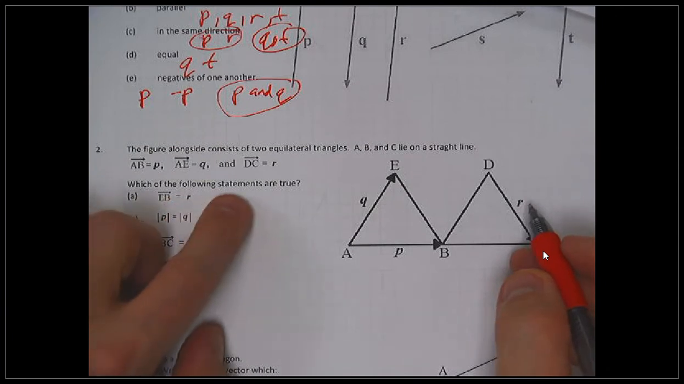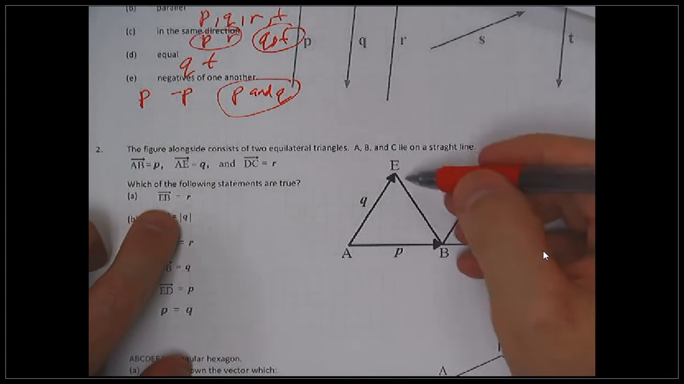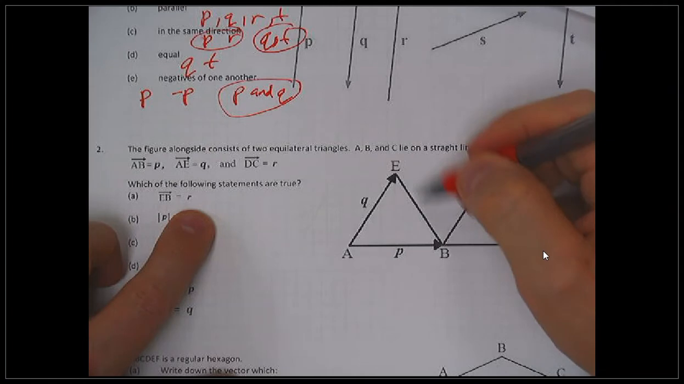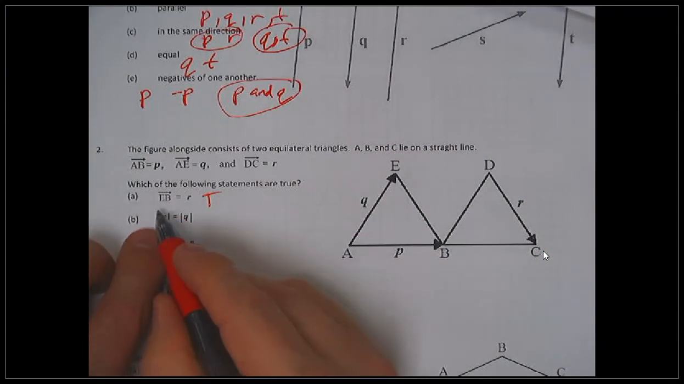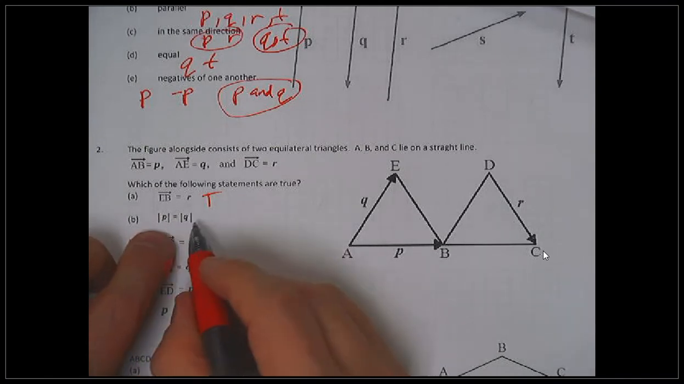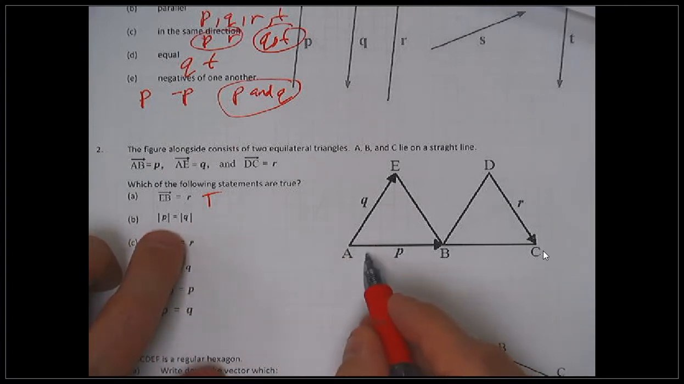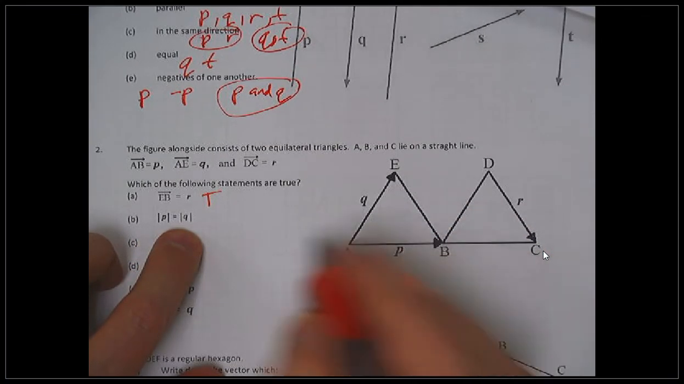So which of the following statements are true? Is the vector EB equal to R? Well, they're both going in the same direction. They're the same size. So yes, it's true. The next one, if we have these absolute values around a vector, it means the magnitude. We're just looking at the magnitude and we're not looking at the direction at all. Is the magnitude of vector P equal to the magnitude of vector Q? Is the size of this vector equal to the size of this vector? Well, this is an equilateral triangle, so yes, that's true.